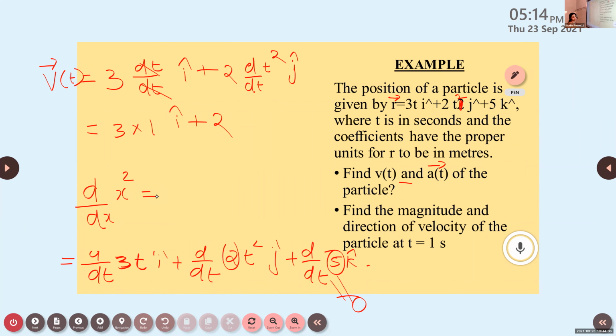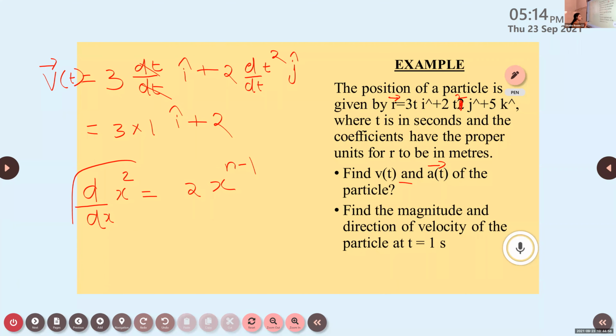d by dt of x square is 2 into x raised to n minus 1. This is the general equation for solving derivatives of the form d by dx of x square. Similarly, here we have d by dt of t square.